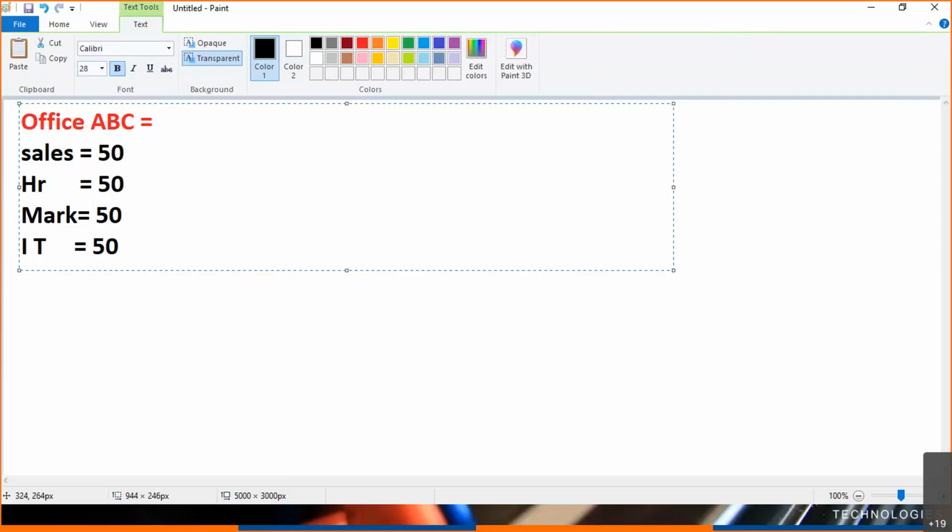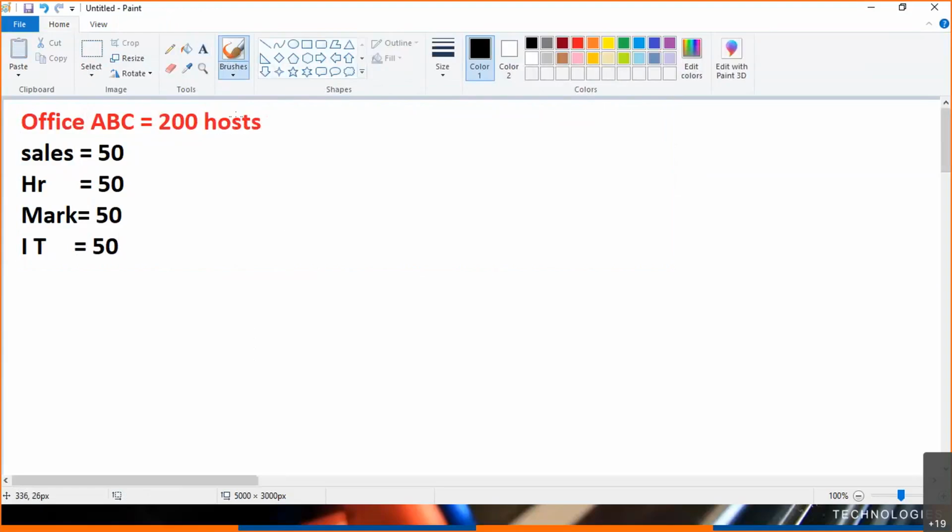200. 200 hosts, right? Now, to enable communication between all these 200 hosts, we have to assign IP addresses. So which class IP address do you recommend to use for Office ABC? Class A, or Class B, or Class C? Which class IP address do you recommend? Class B.